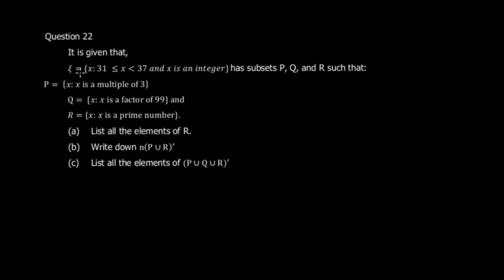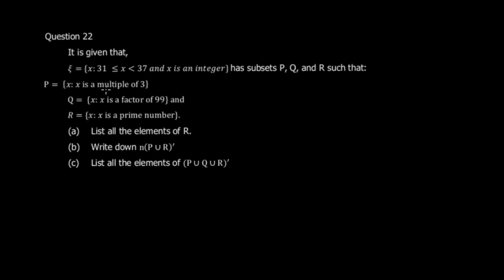So question 22 says it's given that the universal set is between 31, which is included, and less than 37, that means 37 is not included. And we're told that it's an integer set. So this universal set means all the numbers that we are going to investigate, they are between 31 and 37, not including 37, including 31.